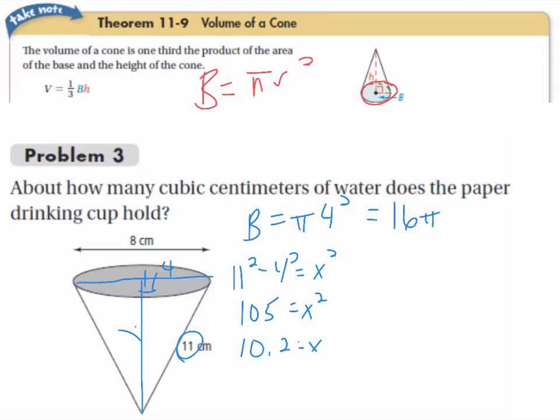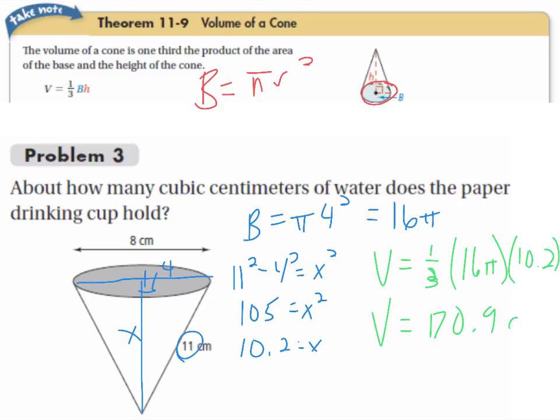So when I do my volume, I'm going to do 1/3 times the area of my base, which is 16 pi, times my height, which is about 10.2. And if I type that in, I get that the volume is about 170.9 cubic centimeters.